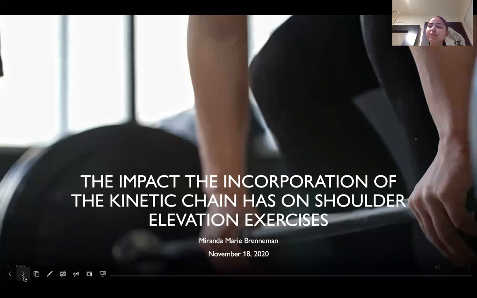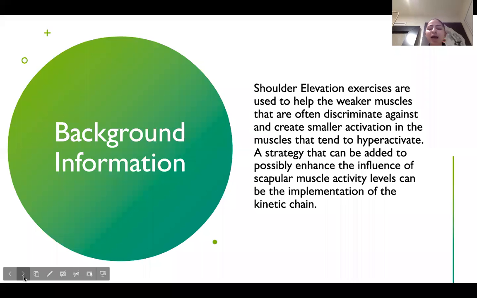Hello, my name is Miranda Brenneman, and today we'll be looking at the impact the incorporation of the kinetic chain has on shoulder elevation exercises. So, a little bit of background information on shoulder elevation exercises.